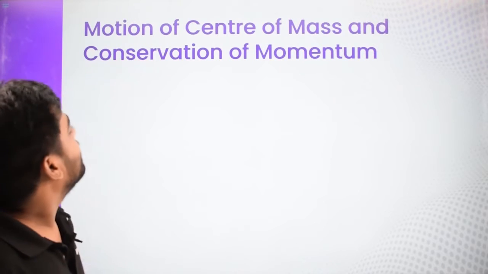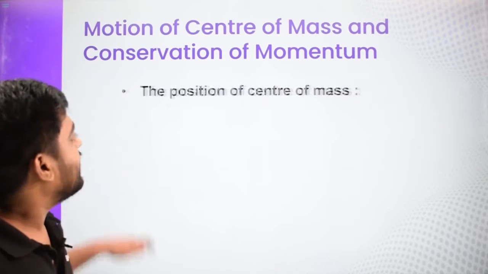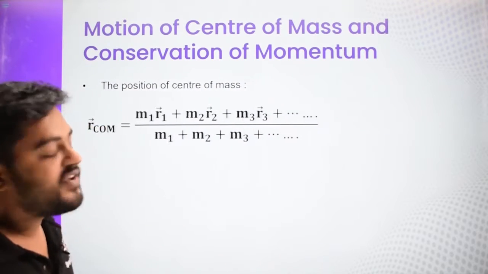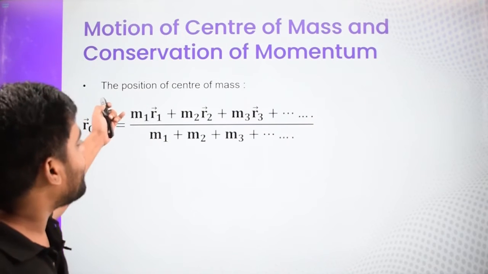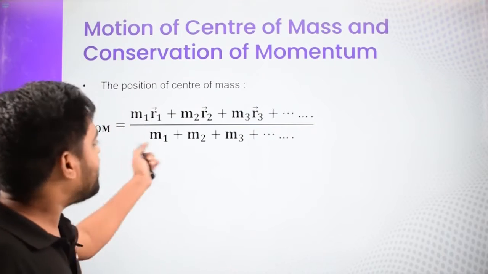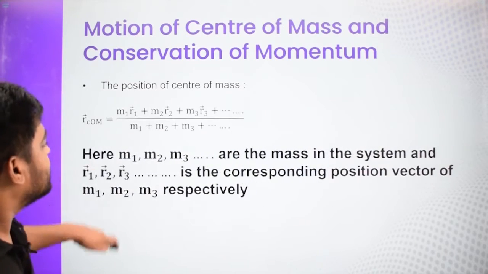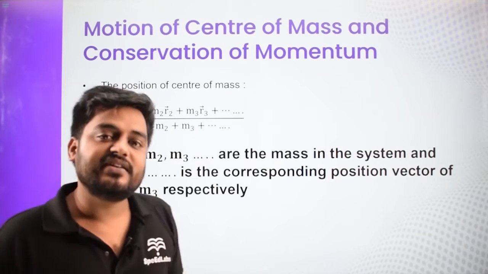Let us discuss motion of center of mass and conservation of momentum. If we have to give the position of center of mass, this is the formula we started with initially. Position is given by the summation of all the m_i r_i, divided by the sum of all the masses. What are these m1, m2? These are basically masses of the individual particles in the system.